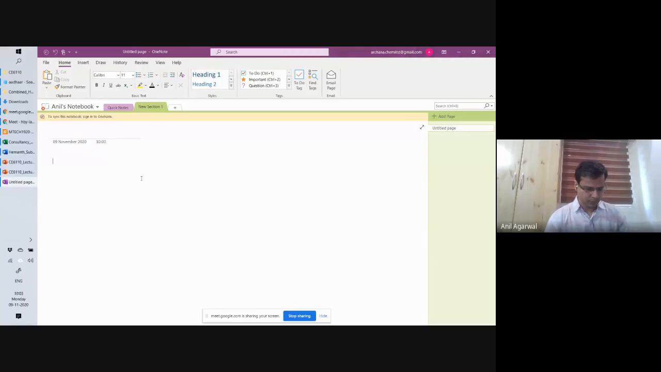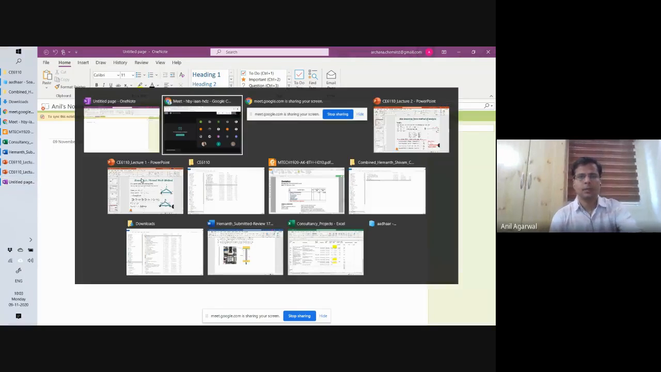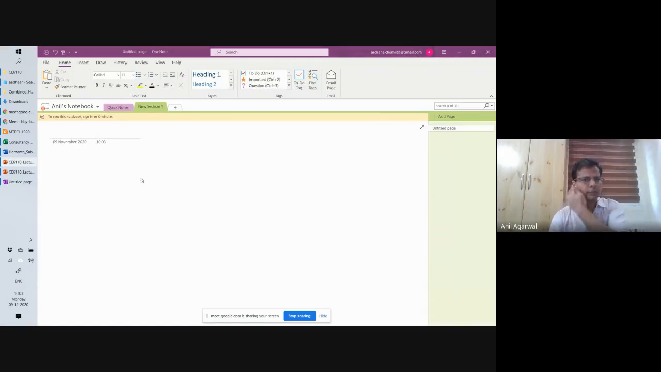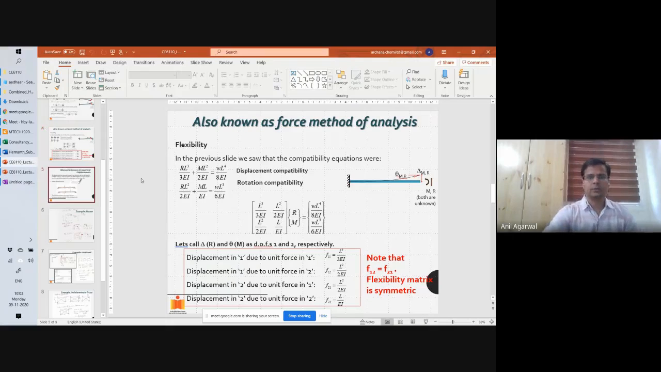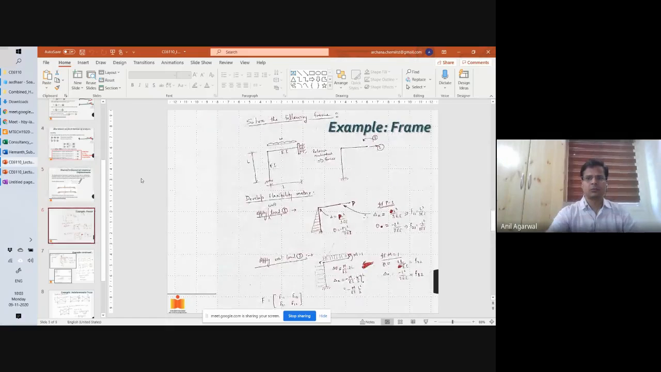The other example will be on a truss system. Okay, and so as you already know, the flexibility method is basically used for indeterminate systems. For determinate systems, you don't need the flexibility method, because the very first part of the flexibility method itself will solve a determinate system.